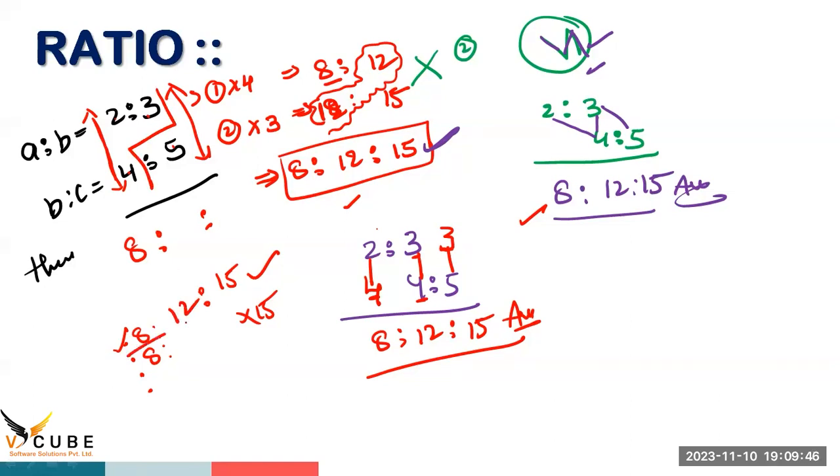3 4s are 12. So the answer is 8 is to 12 is to 15. However you solve it, finally we will get the same answer. Clear to all of you? How to find out the ratios?